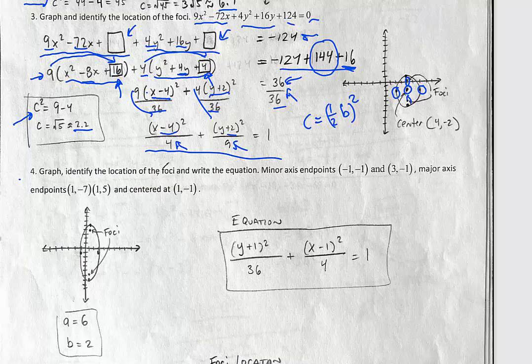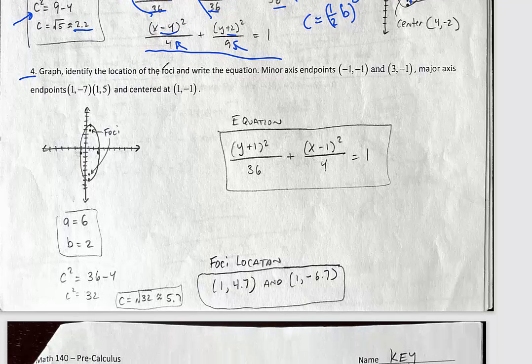All right, let's take a look at question 4. Graph and identify the foci and write the equation. Okay, minor axis endpoints of that and that, major axis of this and this. So I just went ahead and graphed those. So you can see me getting my 2 here, 2 here.